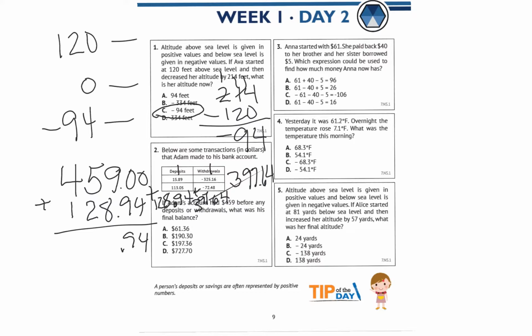So we have 94 cents, 9 plus 8. 5 plus 2 plus 1 is 8. 4 plus 1 is 5. So now we need to subtract our withdrawals because we're withdrawing that amount.